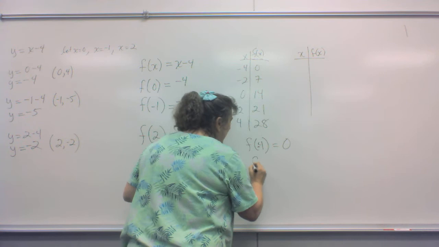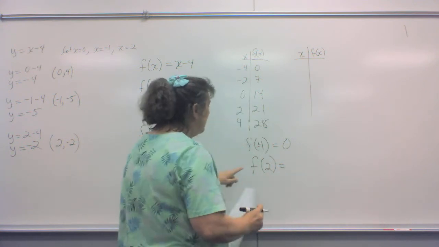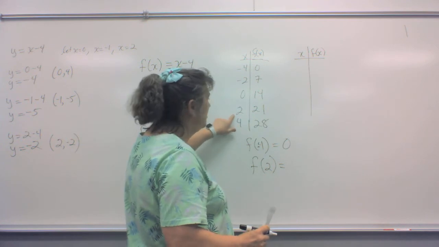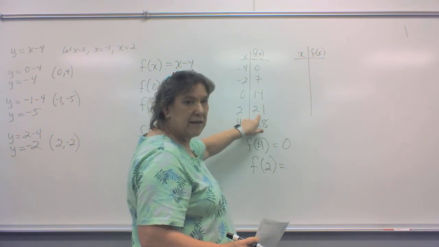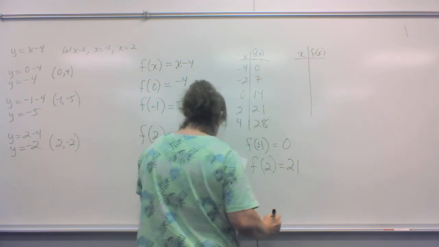How about f at 2? Again, you're going to go down the x column to find the 2, and look at the f of x column right beside it, which is 21.